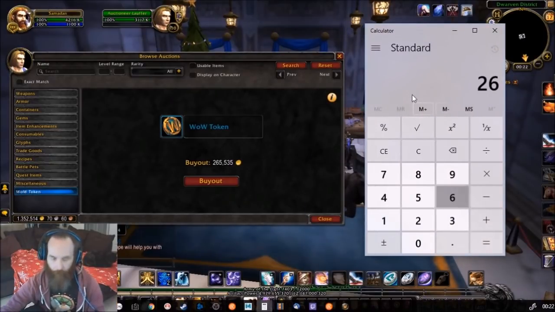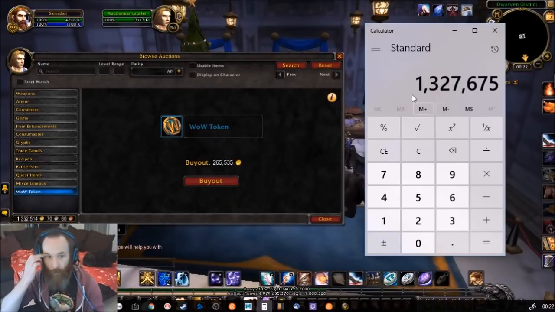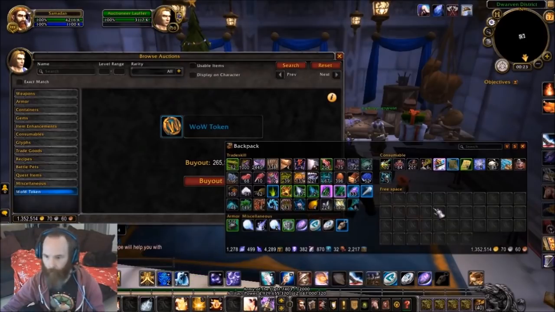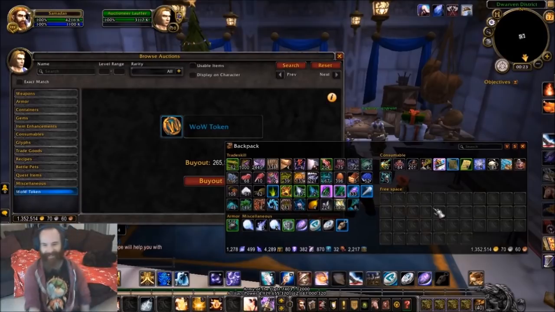So 265,535 times 5 equals 1,327,000. And I have 1,352,000. What do you reckon? Do you think we should buy them? Do you buy all 5 WoW tokens now and reach my target? And then that's my 6 months game time bought.